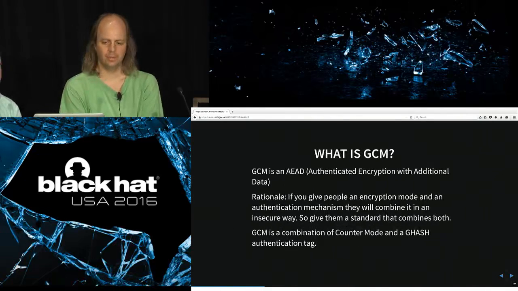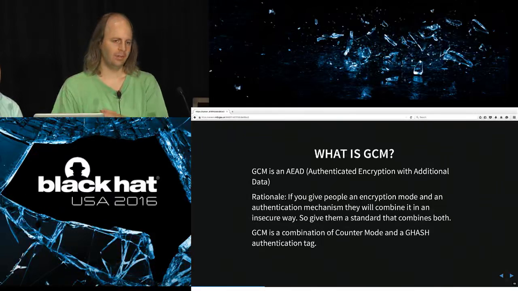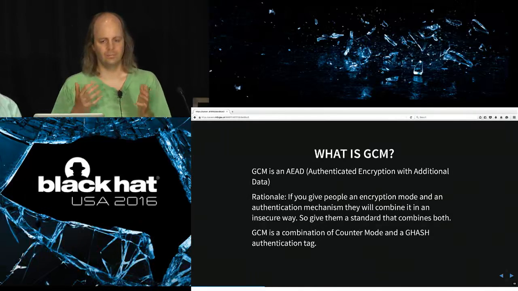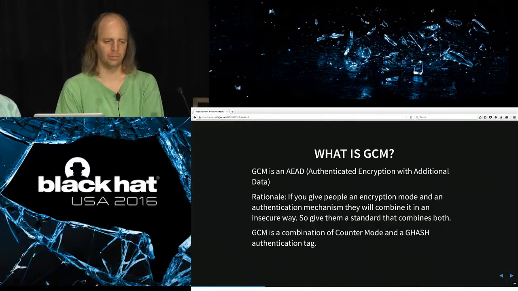So GCM is an authenticated encryption mode. The basic idea behind that is that there were a lot of vulnerabilities when people tried to combine encryption and authentication. So the idea is to have one standardized mode that does both things combined, and that's called an authenticated encryption mode, or more precisely, authenticated encryption with additional data.